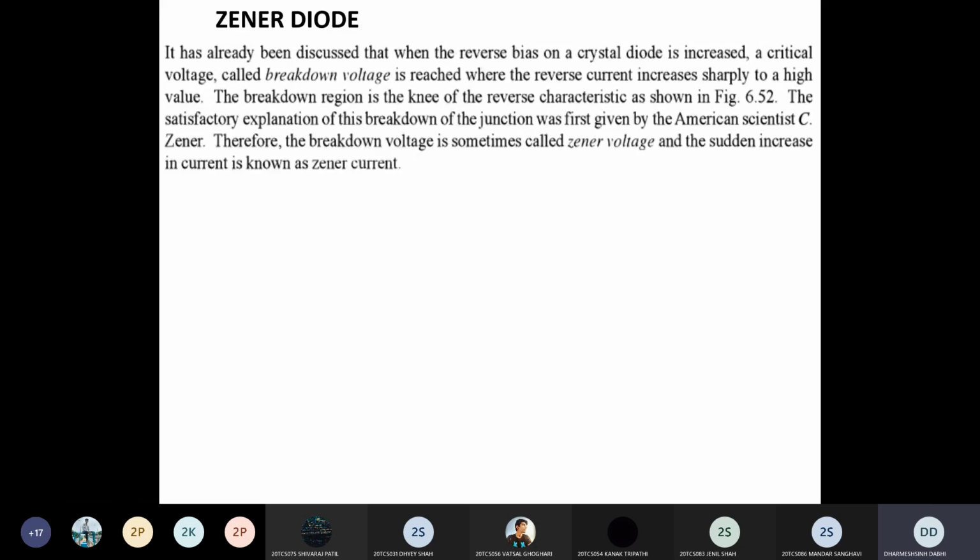Which you already studied in the practical also. But let's understand the theory of Zener diode in detail, and then after that we will calculate an example related to the Zener diode. So what is a Zener diode?